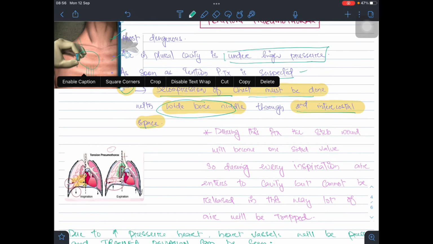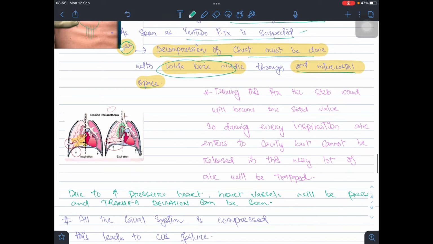Okay, so during this pneumothorax, the stab wound or any type of wound that leads to entry of air will become a one way valve. Okay, so in every inspiration the air will be entering inside the cavity, and the air cannot be expelled out, so it can lead to tremendous pressure inside. So this can lead to a very dangerous condition for the patient.